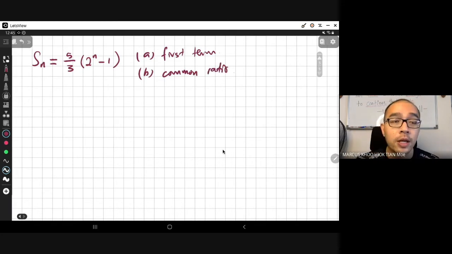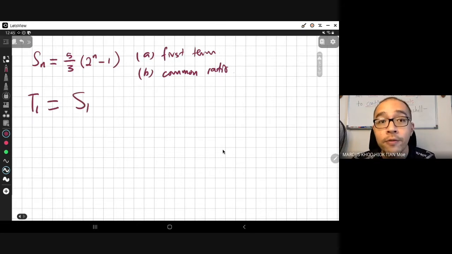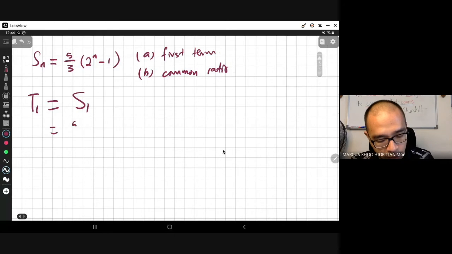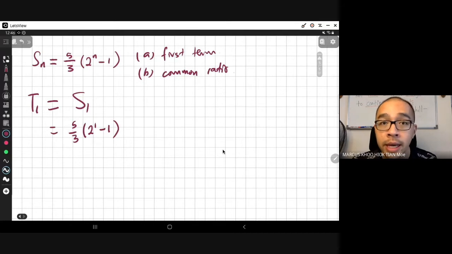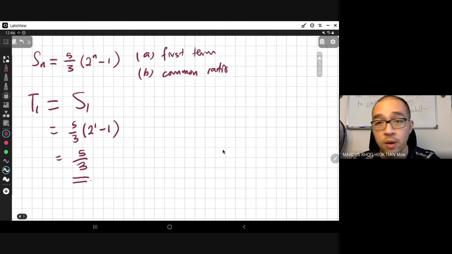Okay, common ratio. So the first term is easy, because T1 is the first term. It's also equals to S1. Because Sn is the sum of how many terms dari yang pertama. So kalau S1 means yang pertama lah, which is the same as T1. So you substitute n equals to 1, 5 over 3 times (2 to the power of 1 minus 1). Notice that I don't even need the A and the R for this. Saya guna n saja. So the answer for this will be, is it 5 over 3? Yeah, 5 over 3. That is the first term. Done. It's a 1-mark question.